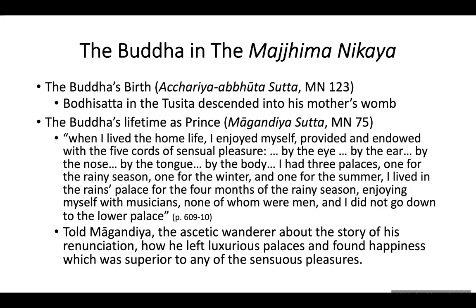Continuing, Magandiya Sutta says, I had 3 palaces, one for the rainy season, one for the winter, and one for the summer. I lived in the rains palace for the 4 months of the rainy season, enjoying myself with musicians, none of whom were men, and I did not go down to the lower palace. The Buddha was a prince. He had 3 palaces, so his life pattern was luxurious.